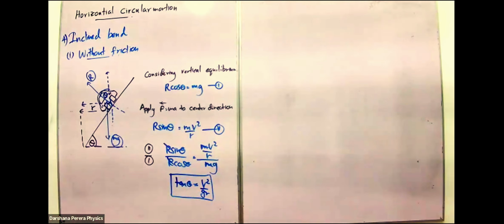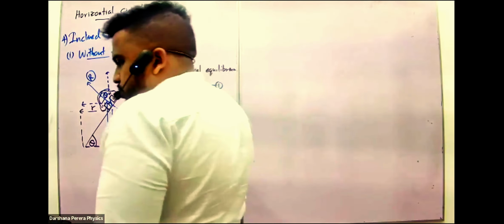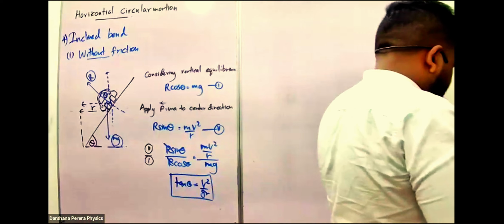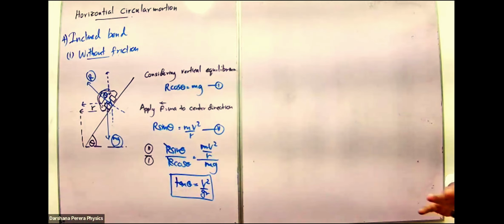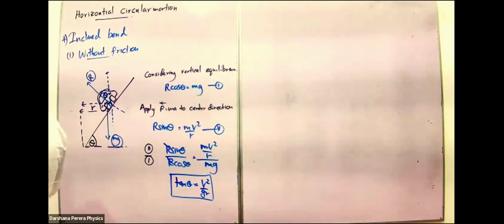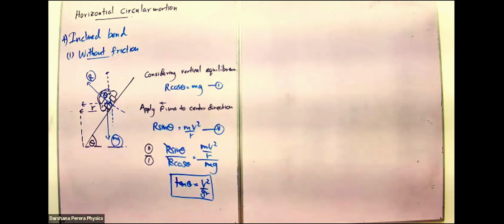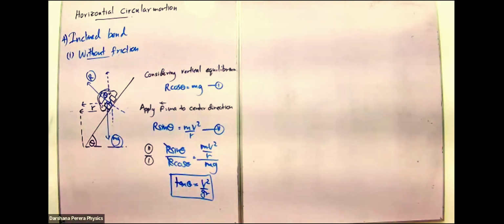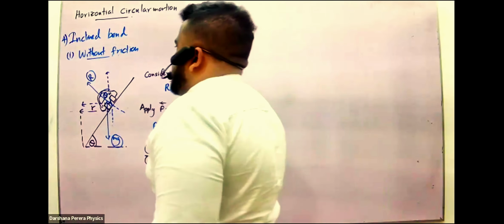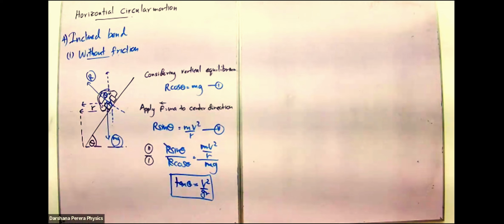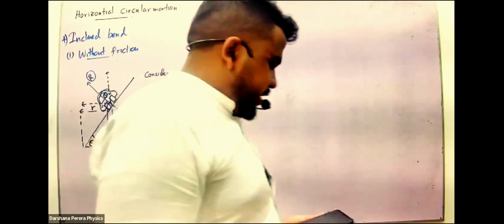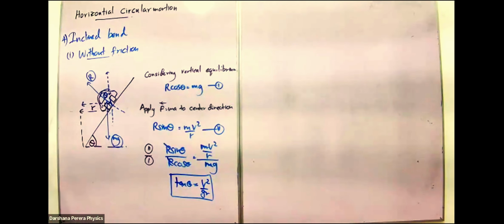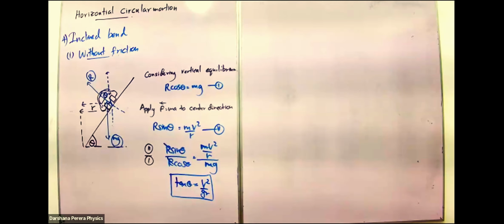Remember, when there is no friction, there is only one speed which can travel in a bend, but there is a range of speed that can be seen when using the friction.